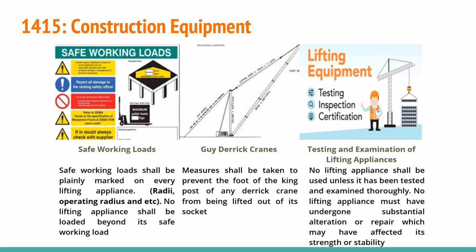With regards to these three, safe working loads, guy derrick cranes, and testing and examination of lifting appliances, these are all self-explanatory. Safe working loads shall be plainly marked on every lifting appliance. It should be visible to the operators so they may be able to judge it properly. For guy derrick cranes, measures shall be taken to prevent the foot of the king post of any derrick crane from being lifted out of its socket. This is to ensure its position and its stability.